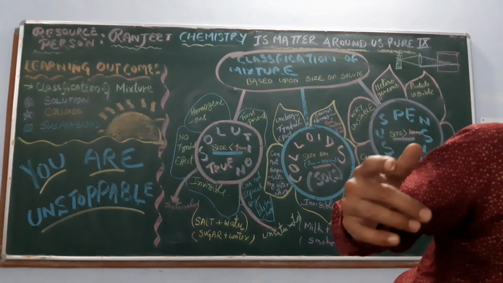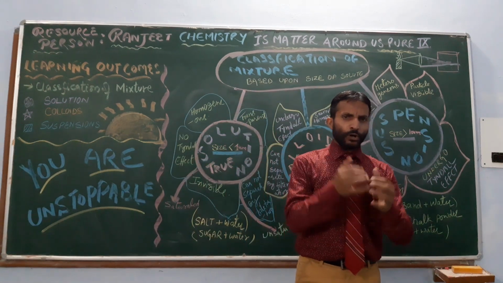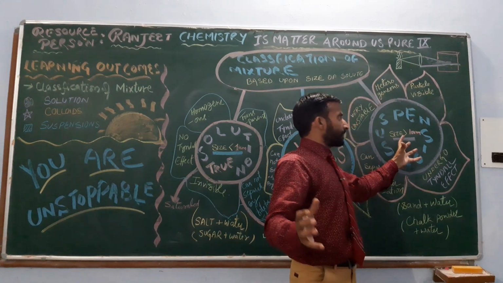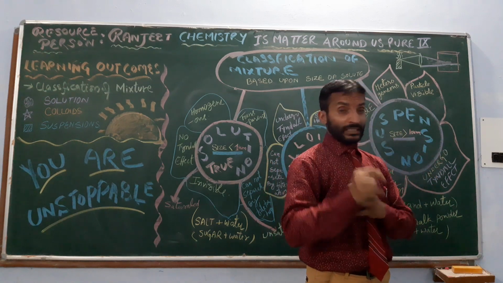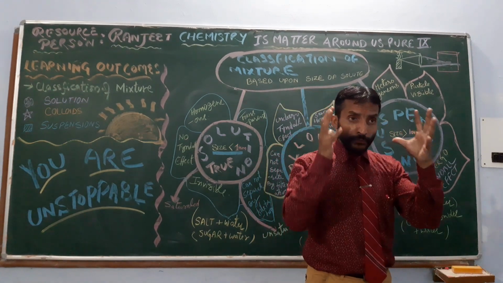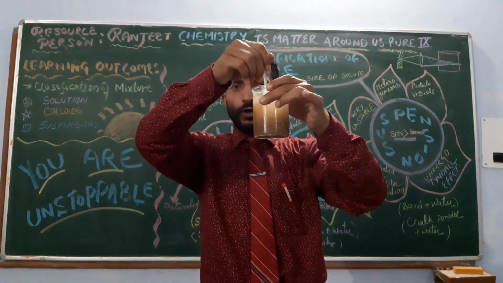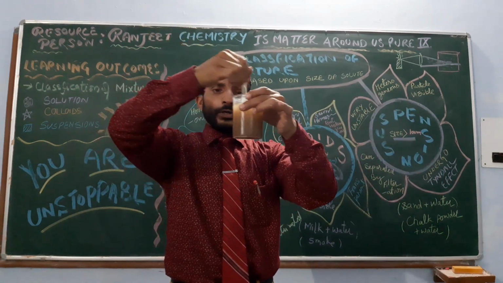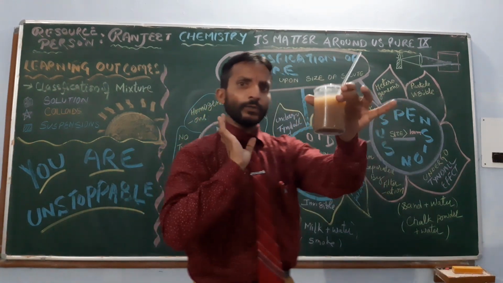Now the third one is our suspension. Why is it known as a suspension? Because the particles get suspended. Here the size of the particles is more than 100 nanometer. These are the largest size particles, and for this reason the particles are visible. Let us take an example. I have prepared a suspension by mixing sand in water. Now see, the particles are visible to us.